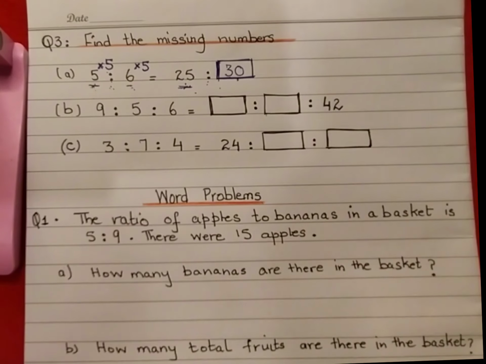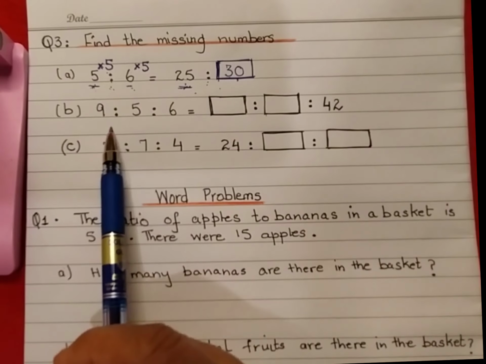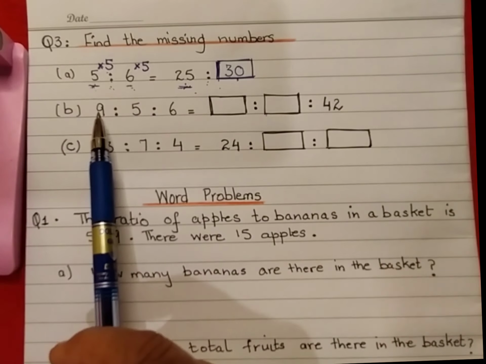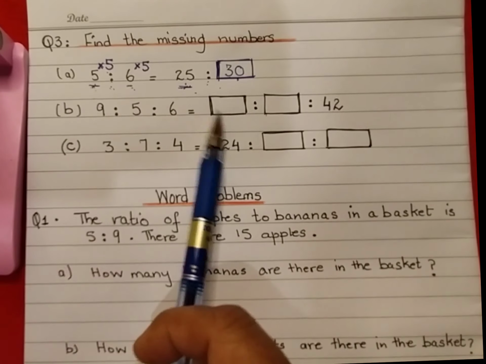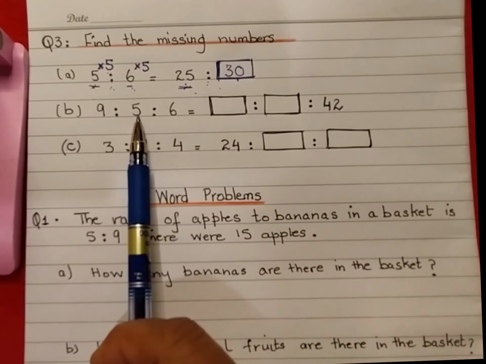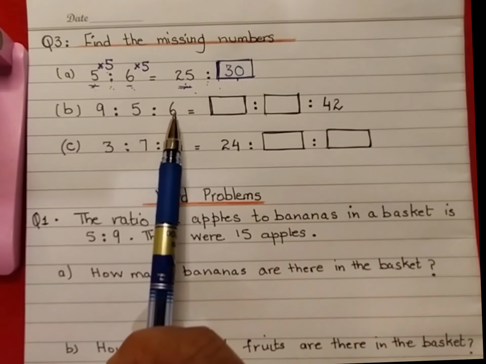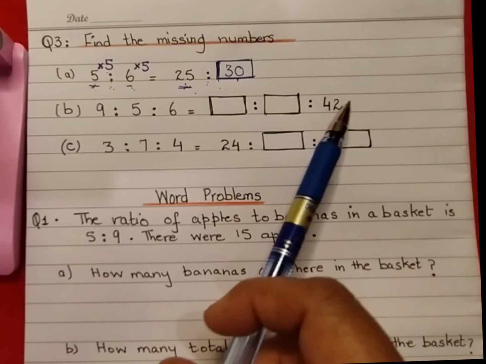Moving on to the second part. 9 ratio 5 ratio 6. There are 3 figures here. So what do you think 9 is going to be standing? 9 stands in the first place, so the first box belongs to 9. The second figure is 5, which is the second box. This second box belongs to 5, and the sixth belongs to 42.